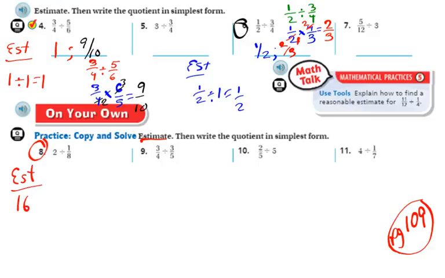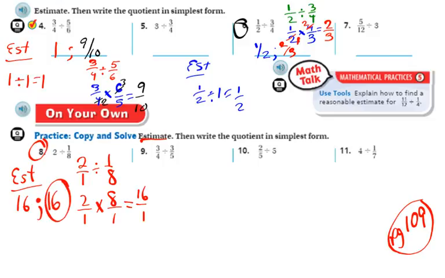Let's work out the actual here. So I have 2 over 1, remember to give it a bottom, divided by 1/8. Keep, change, flip. Equals, well, I look at this, I have 2 1s on the bottom. That works out nice. 16 over 1. So my actual answer here would be also 16. Matched up perfectly.